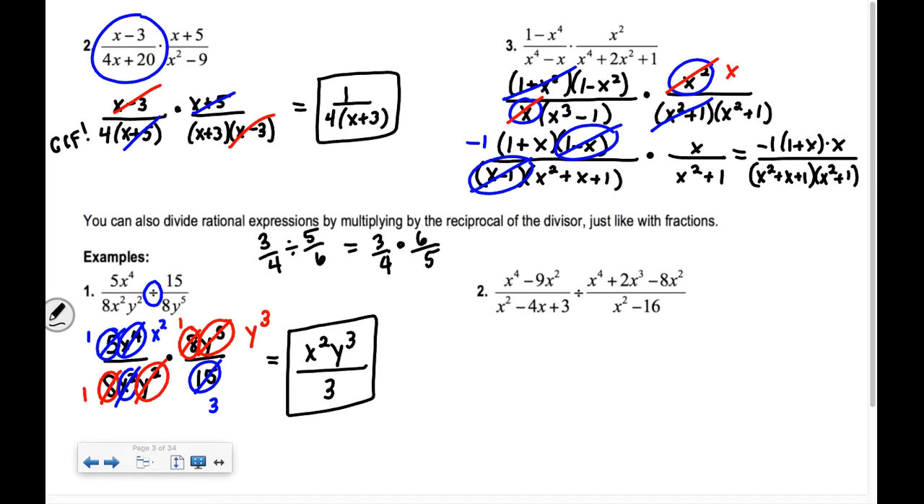All right, and then on the next one, so again I have divided by, so I'm going to do times, and I'm going to flip. So if you want to start factoring, you can before you flip, or you can just flip first, or factor as you go. So let's say I flip first, and then I do times, and I'm going to put the x squared minus 16 on the top, and the x to the 4th plus 2x cubed minus 8x squared on the bottom.